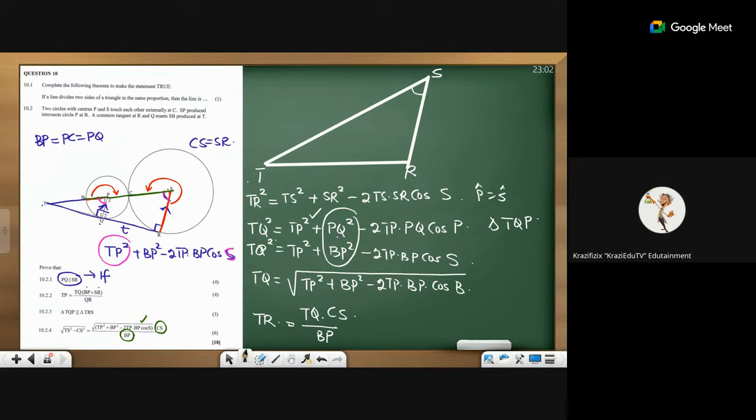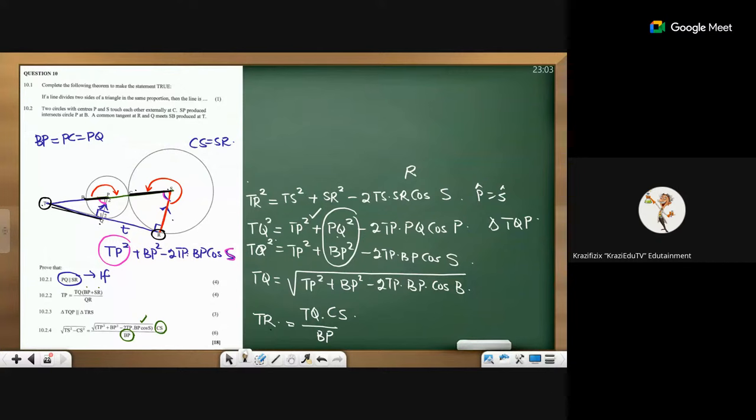We are going to have to work with either similarity or proportionality. TR, I just want to trace my angles, my lines again. TR, all right, BP. Are you seeing that? I'm painting it in black. Then I want TQ and CS. But don't forget that CS is equal to what? S. Either we use proportionality or we use similarity. Let's see. If we try proportionality, will it work?